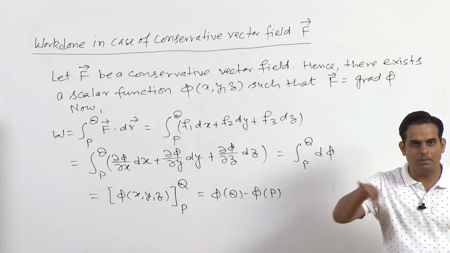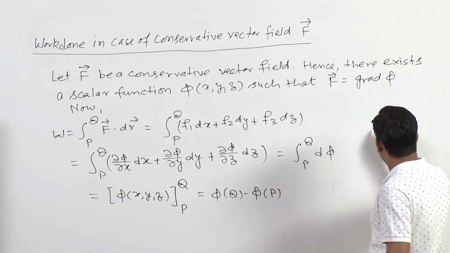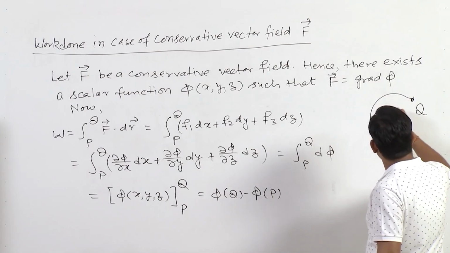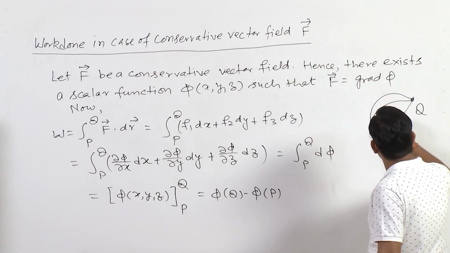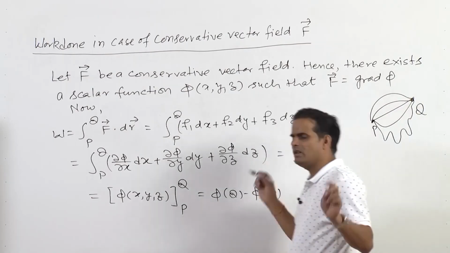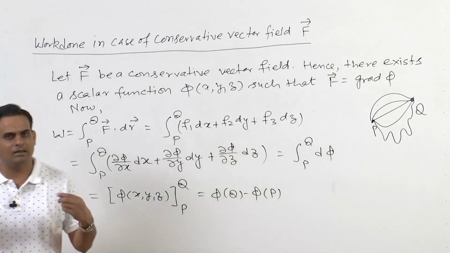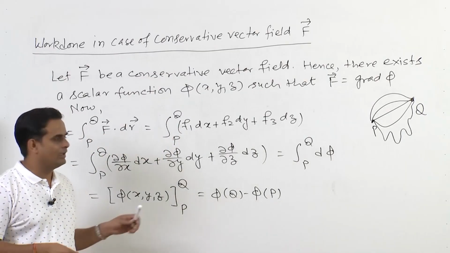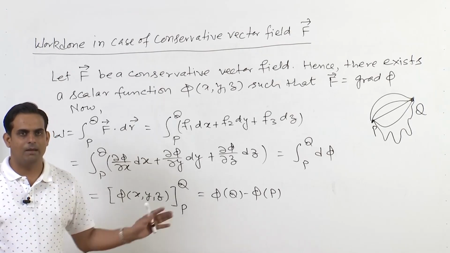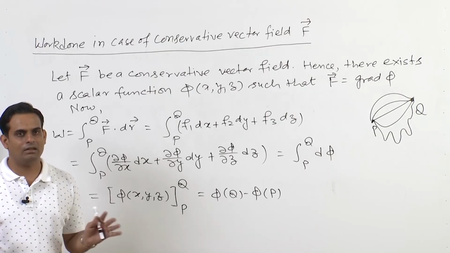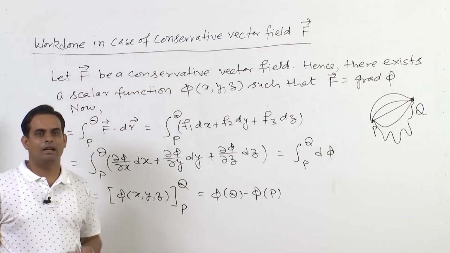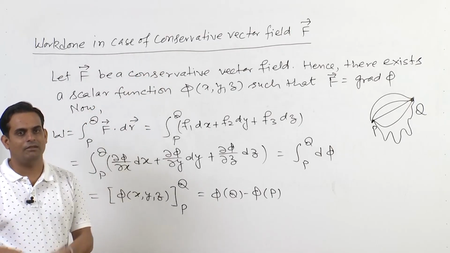You go along any path. So, if this is P, this is point Q, you move like this, or like this, or you move along a straight line, or any other path, because there will be infinitely many paths between P and Q. Along all the curves, the integral will be the same in case of a conservative vector field, and that is the idea mentioned here, the work done in case of a conservative vector field.